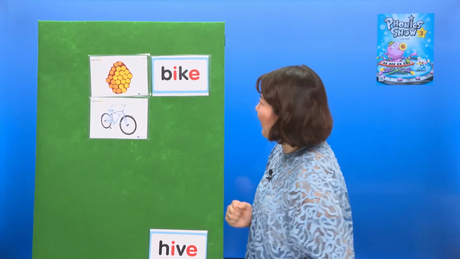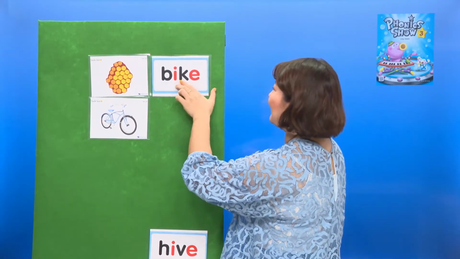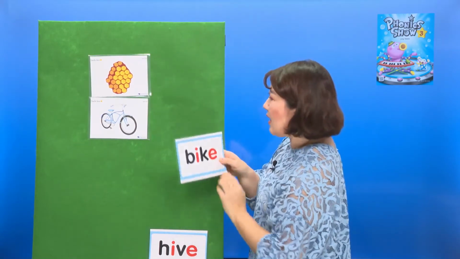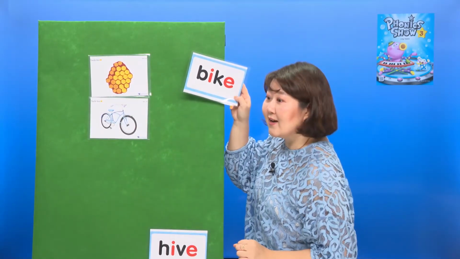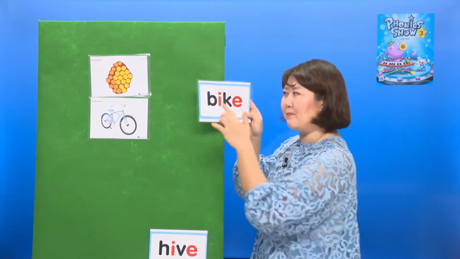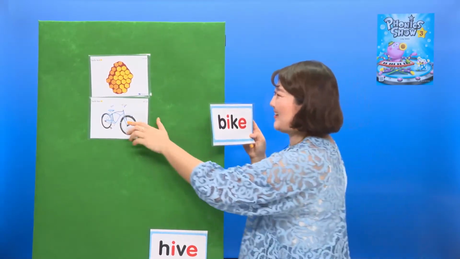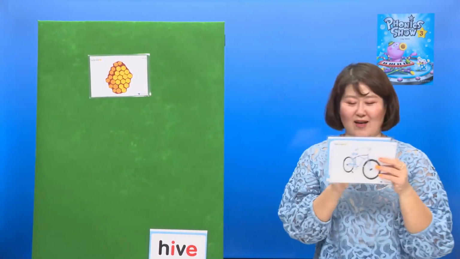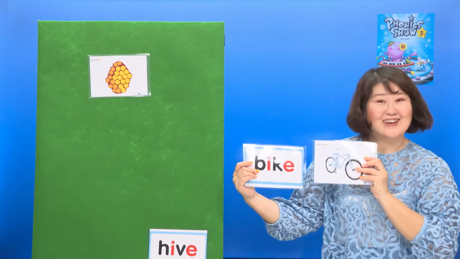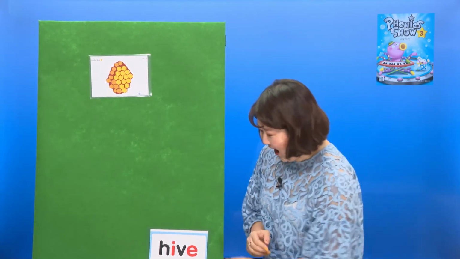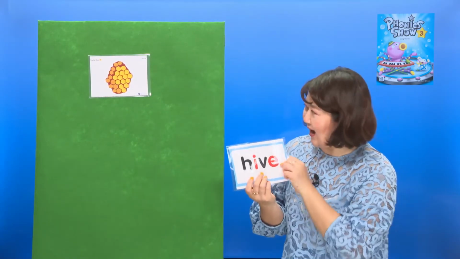And let's look at this one. Bike. Bike. Good. And we have 2 pictures over here. What is this? Hive, right? Hive is not bike, right? Then this one, yes, bike. Good job, everyone. So we have the perfect match, bike. Good job. And hive, our final word over here, hive, hive.